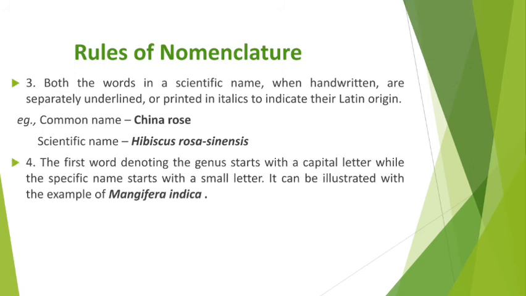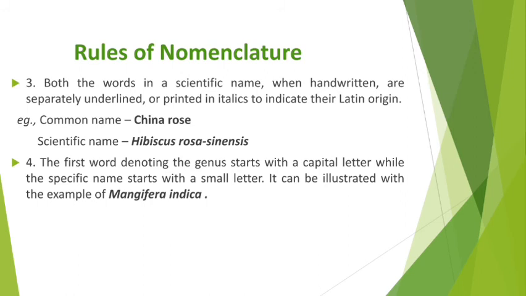Number 4 rule for nomenclature is that the first word denoting the genus starts with a capital letter. You may see here an example is given, Mangifera indica. Mangifera indica is the scientific name for mango. Here the genus is Mangifera and indica is the species. The first word denoting the genus starts with a capital letter. Can you see Mangifera starts with capital M, and in hibiscus also the genus starts with capital letter H.